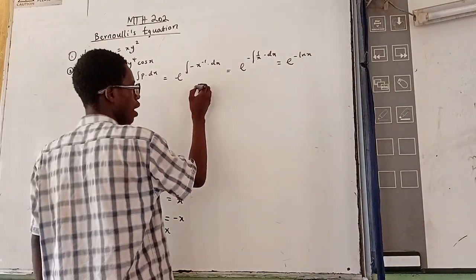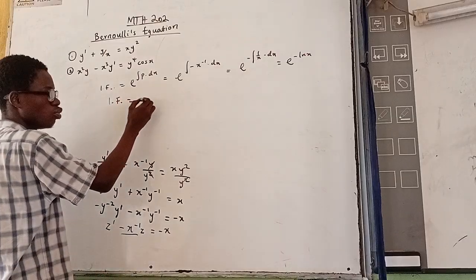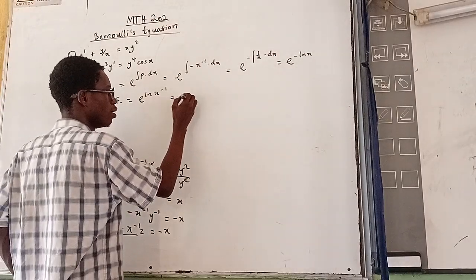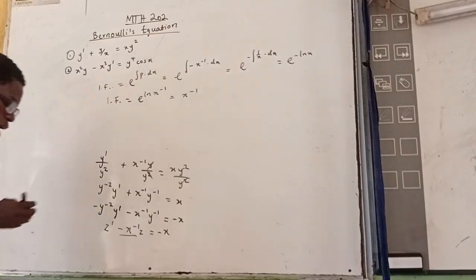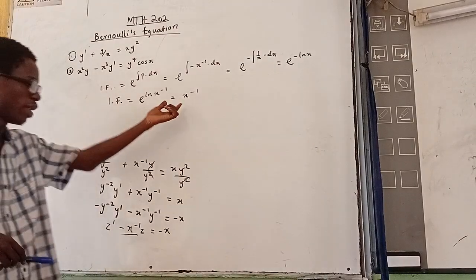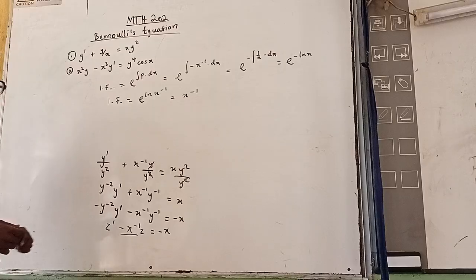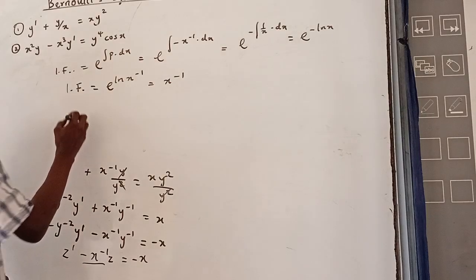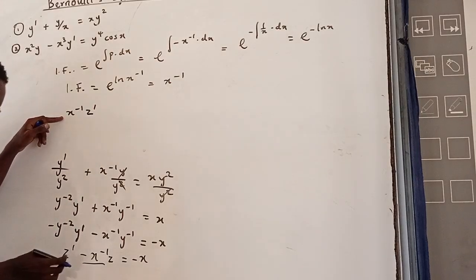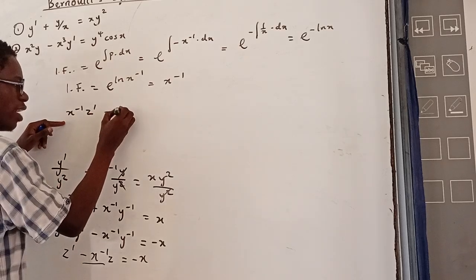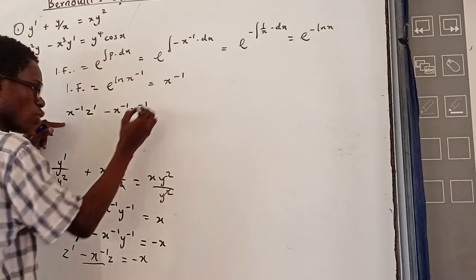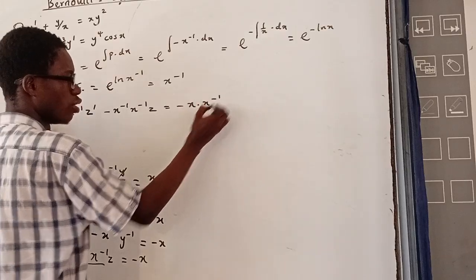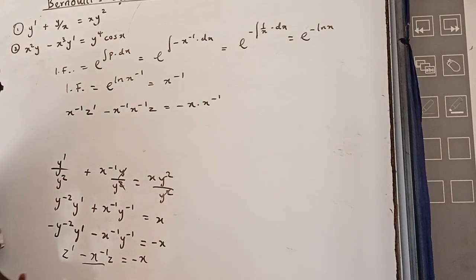So what we have here is, our integrating factor equals e raised to power ln x minus 1, right? E raised to power ln will cancel out and our integrating factor turns to x minus 1. So what do we do? We multiply our equation through by our integrating factor. So we are going to have something like x minus 1 z prime. I'm multiplying everything through, then x minus 1 z equals to minus x times x minus 1.